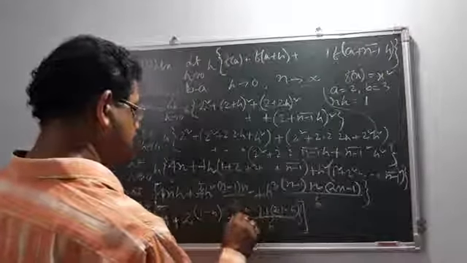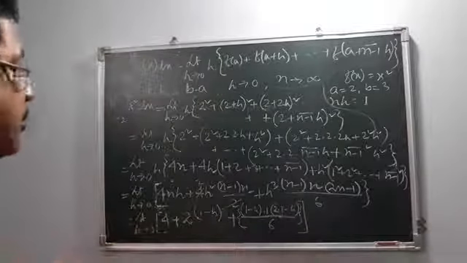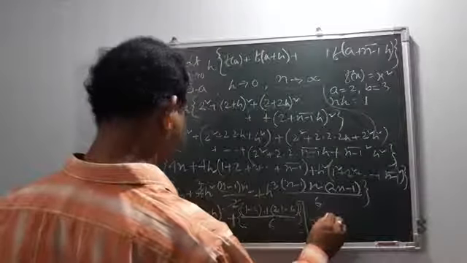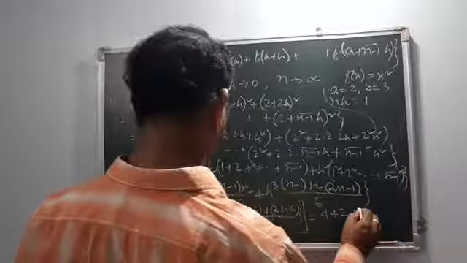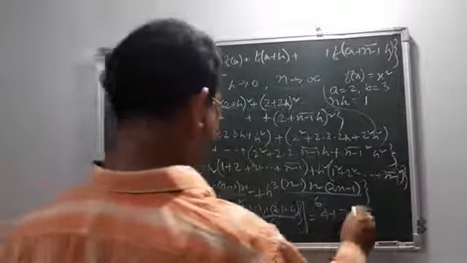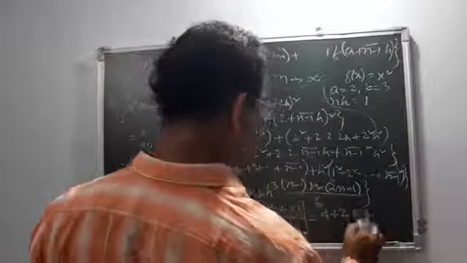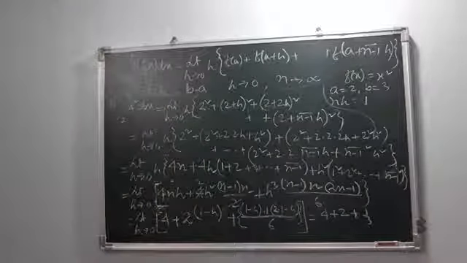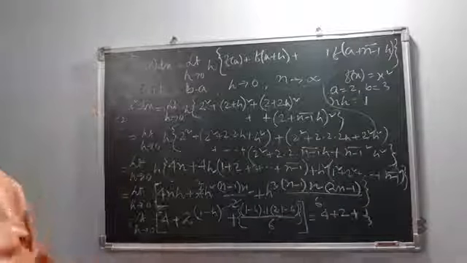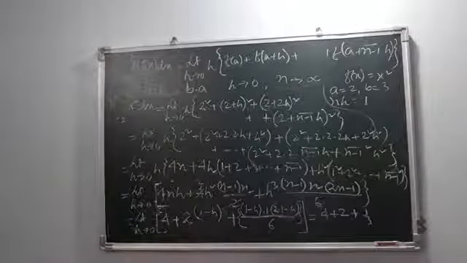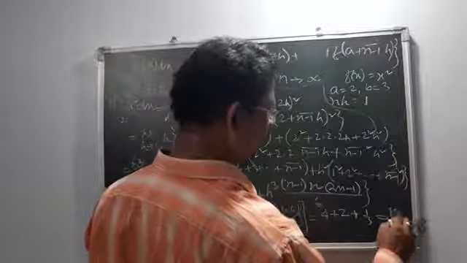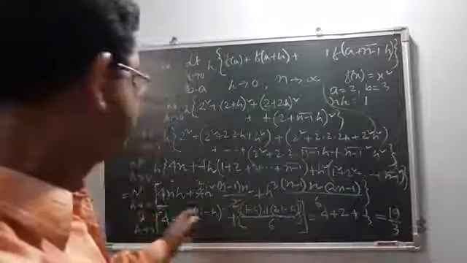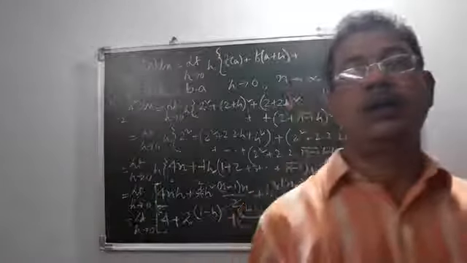Okay, students, now if we replace h by 0, then the value will be 4, then 2, then 2 by 6, that is, I think, 1 by 3. So ultimately, we will get the answer as 4 plus 2 plus 1 by 3, that is 19 by 3 square unit.